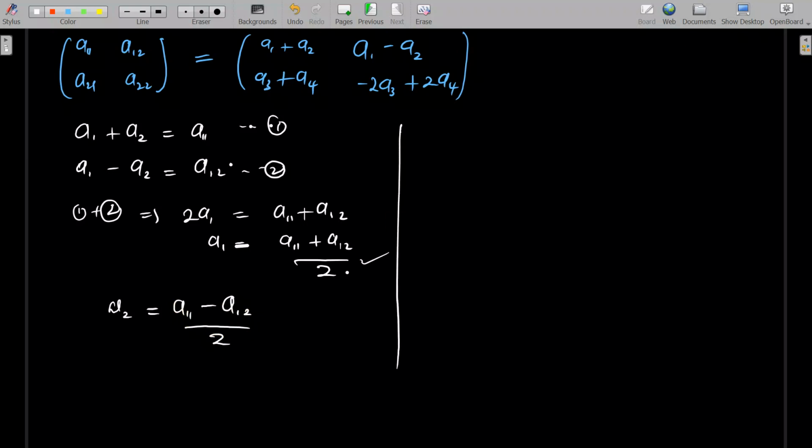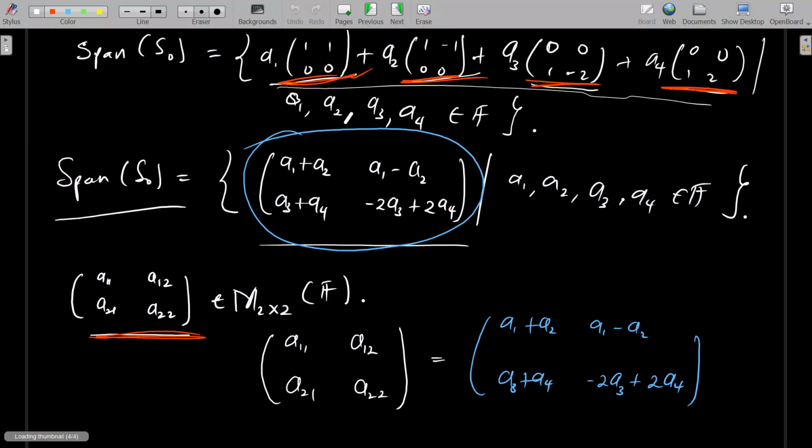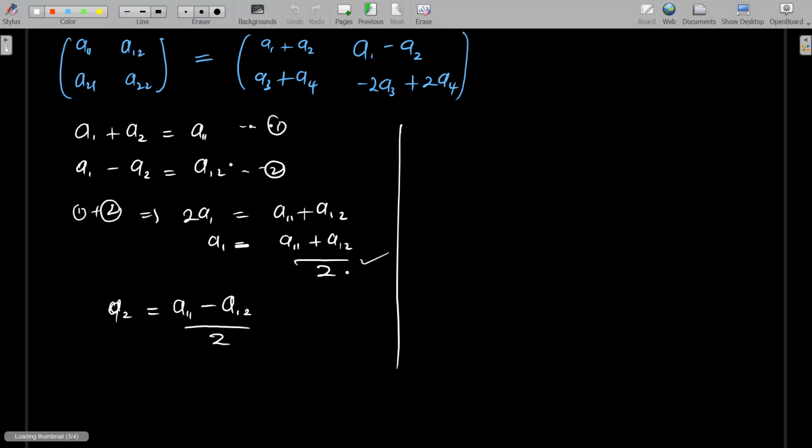So we have the scalar that I need in front of the vectors in S0. This A1, in terms of the entries in the matrix I've picked, is given by this, and then A2 is also given by that. Now if you do the same thing for the other entry, you're going to have A3 plus A4 equal to A21, and then negative 2A3 plus 2A4 is equal to A22.